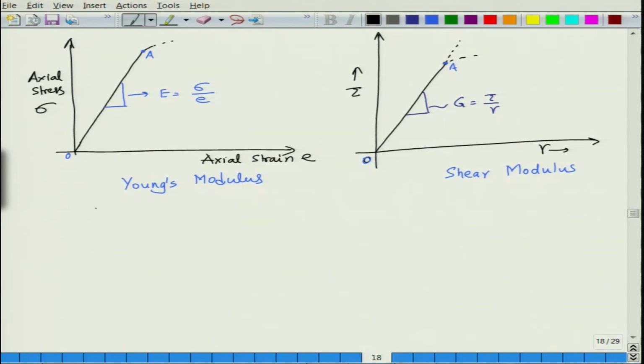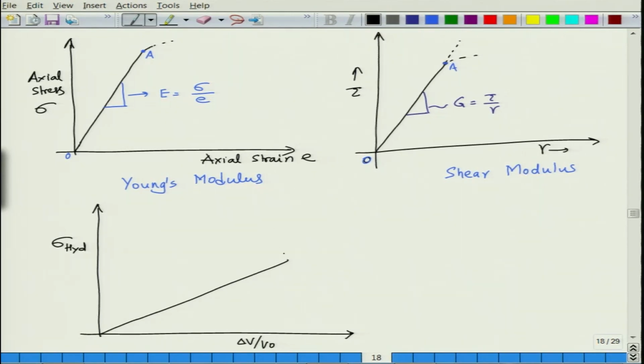And similarly for hydrostatic stress, this will be sigma hydrostatic and this is fractional volume change, and if you measure, the plot would be something like this. So this would be hydrostatic, something like under very heavy pressure, let us say pressure vessels or objects that are residing under sea and things like that.